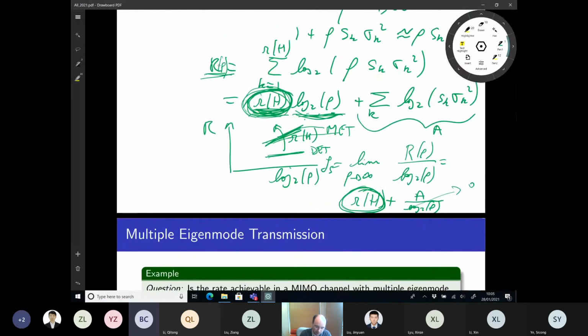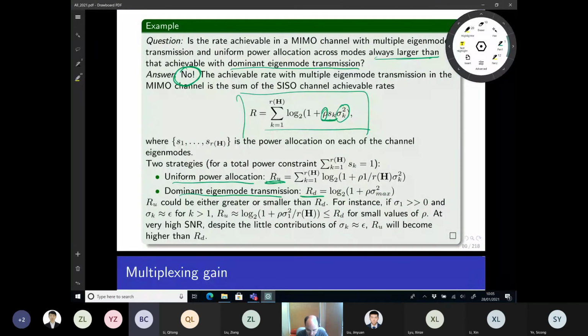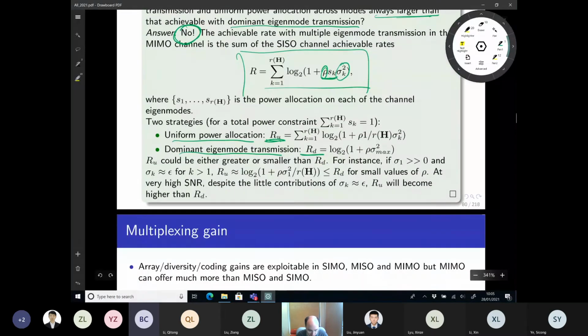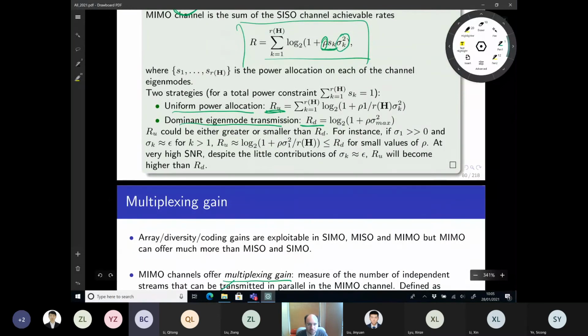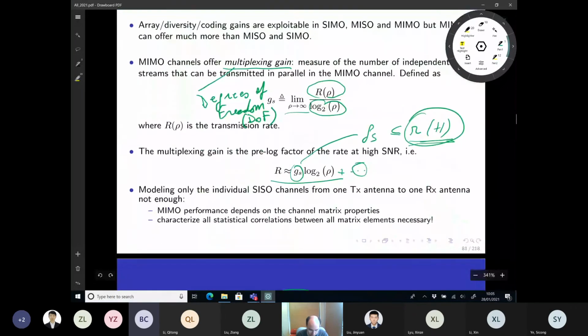Right, so you're going to always have this. If you have perfect CSIT, imperfect CSIT, so channel knowledge at the transmitter, or if you have no CSIT, we're going to see that we can write something like this, not necessarily with the rank of H, but with a multiplexing gain GS. So we'll see this later on, probably not this lecture, but later on.